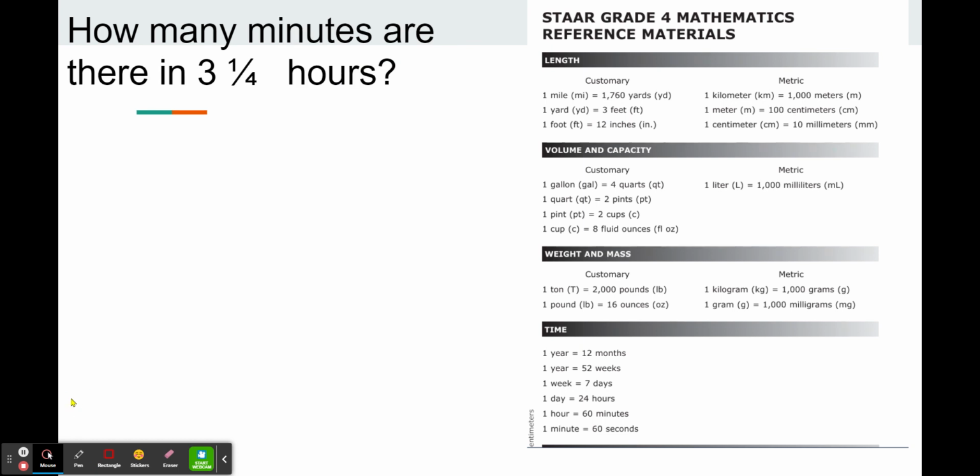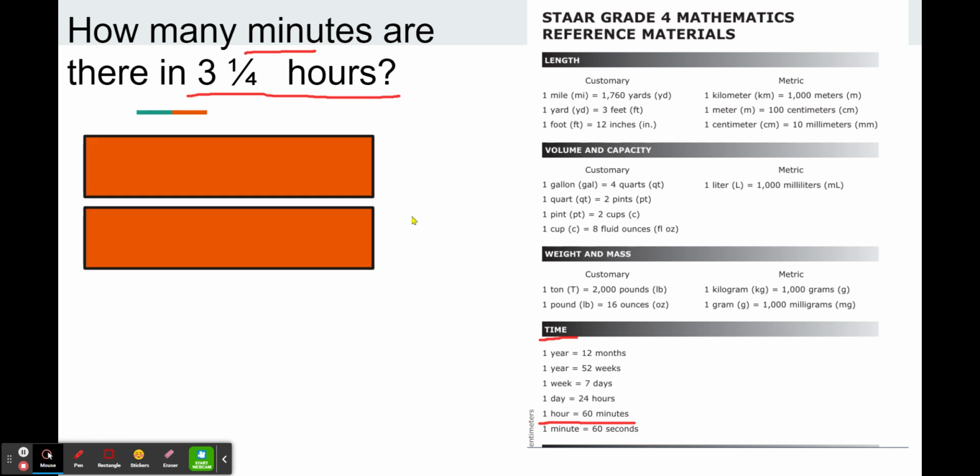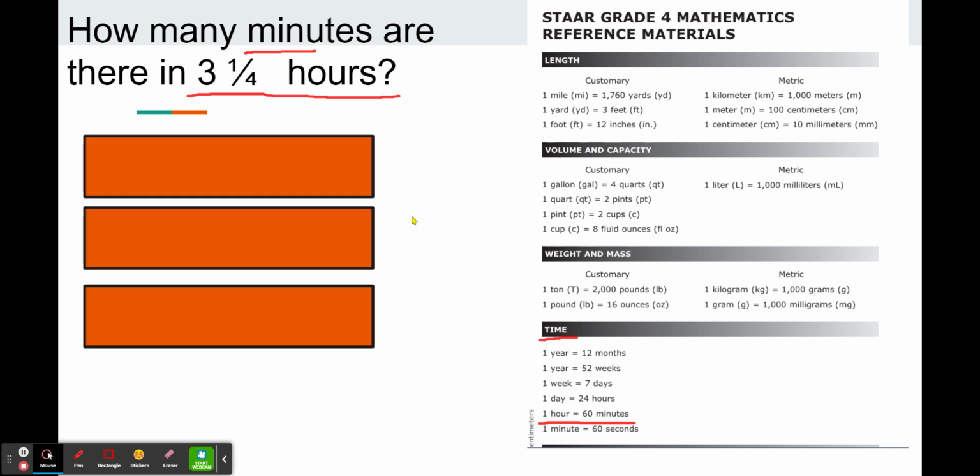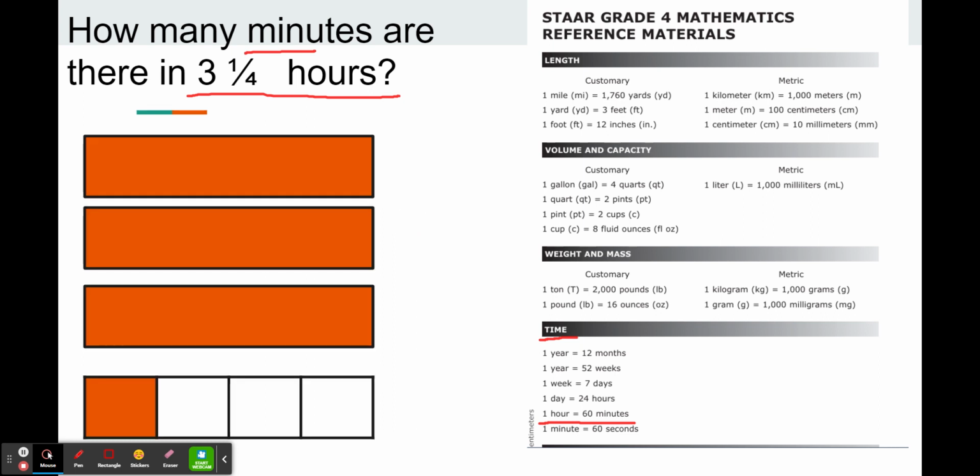All right, let's go ahead and look at another problem. Now, this question is asking us how many minutes are there in 3 1/4 of an hour? So I know that minutes and hours are time. So let's see how many minutes are in 1 hour. So I see right here, 1 hour has 60 minutes. Okay, so I know that I have 3 hours. I'm going to represent this with some strip diagrams. So I have 1, 2, 3 hours. I also have 1/4 of an hour. So I want to figure out how many minutes are in each.